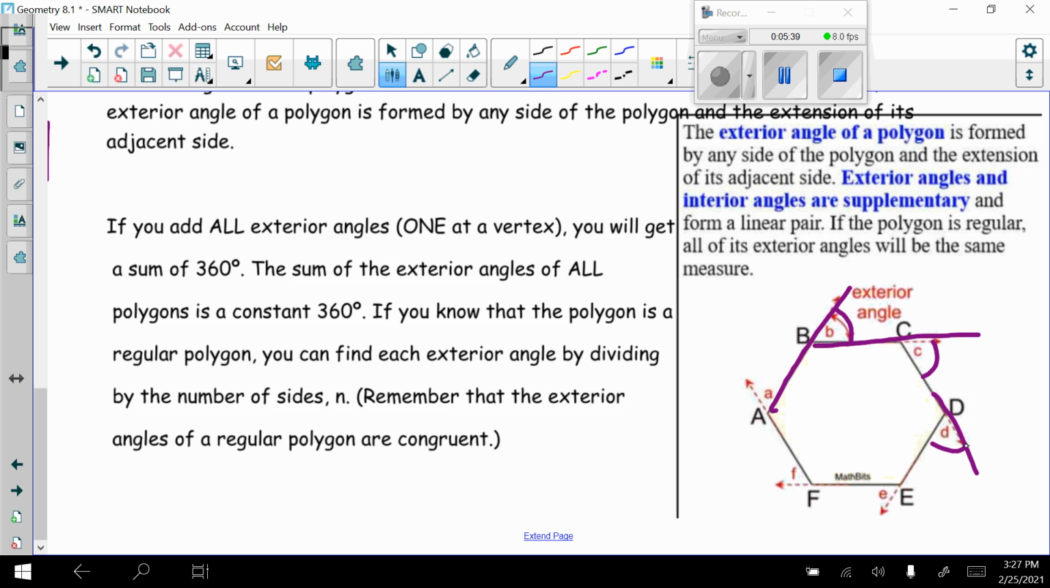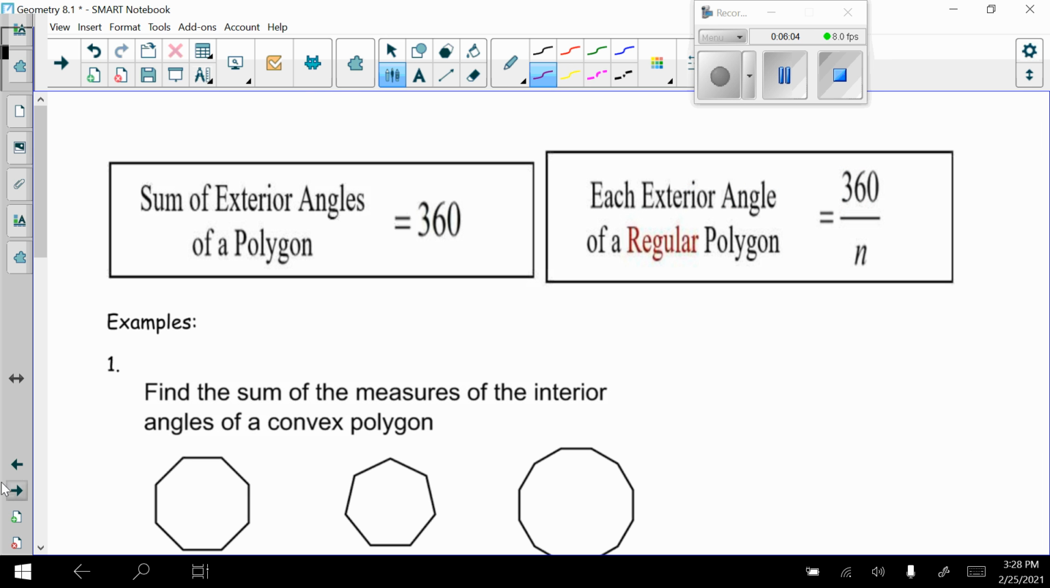If you add all exterior angles, one at each vertex, you will get a sum of 360 degrees. The sum of the exterior angles of all polygons is a constant 360 degrees. If you know that the polygon is regular, you can find each exterior angle by dividing by the number of sides, n. Remember that exterior angles of a regular polygon are congruent. And so next page, those are these formulas. Again, we want to memorize these formulas.